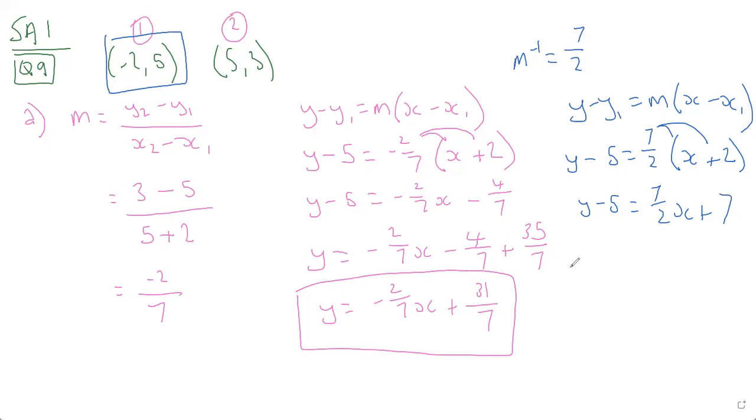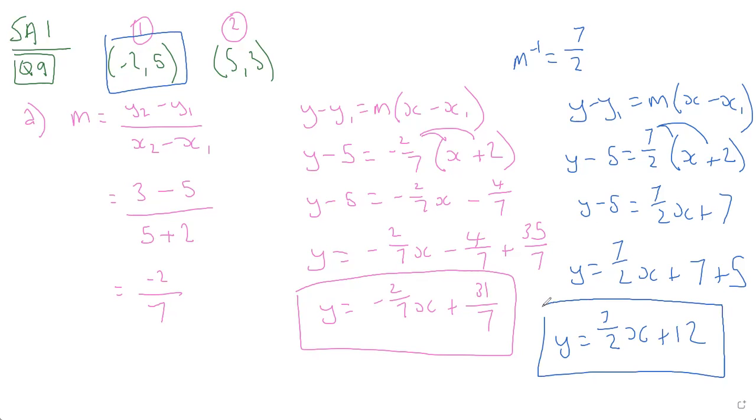All right, now I'm going to add 5. 7/2 x plus 7 plus 5. So y equals 7/2 x, or 3.5, same thing, whichever you prefer is fine, plus 12. All right, so that's the perpendicular line that also passes through this point.